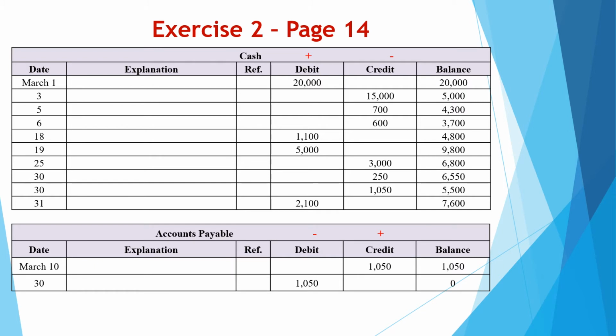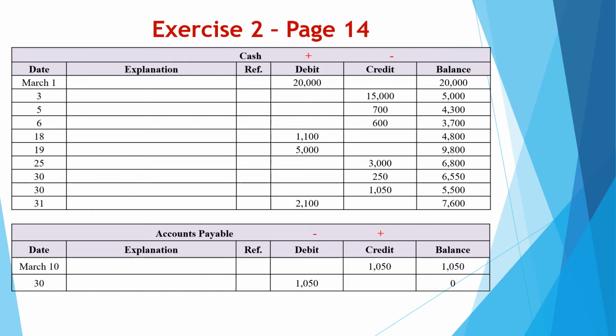Now, to prepare the ledger for accounts payable, let's put the sign plus and minus. Accounts payable is a liability account. It has a credit normal balance, so it increases in credit and decreases in debit. That's why for accounts payable, the sign minus is above the debit and the sign plus is above the credit.